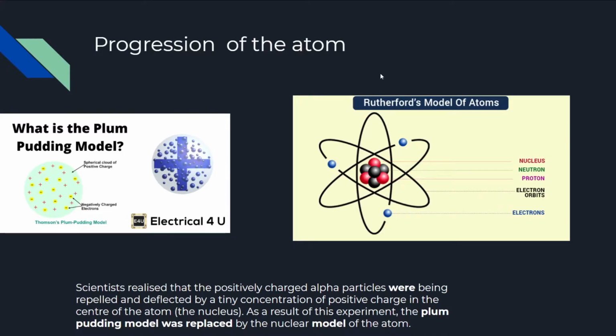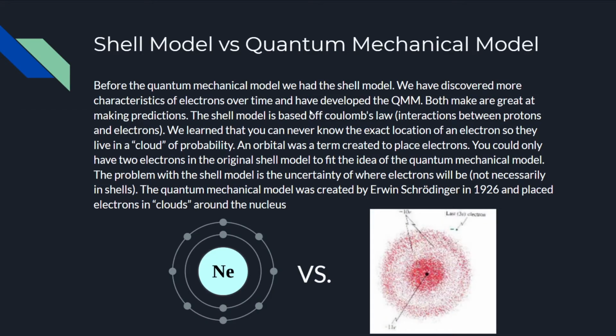And we have the progression of the atomic model over time. So we start off with the plum pudding model, and then the Rutherford model. Scientists realized that positively charged alpha particles were being repelled and deflected by a tiny concentration in the center of the atom. This was in the Rutherford experiment, where some of the particles did not pass through the gold foil, and they determined that the nucleus was where that empty space stopped. As a result of this experiment, the plum pudding model was replaced by the nuclear model of the atom, as it showed generally empty space and then a nucleus in the center.